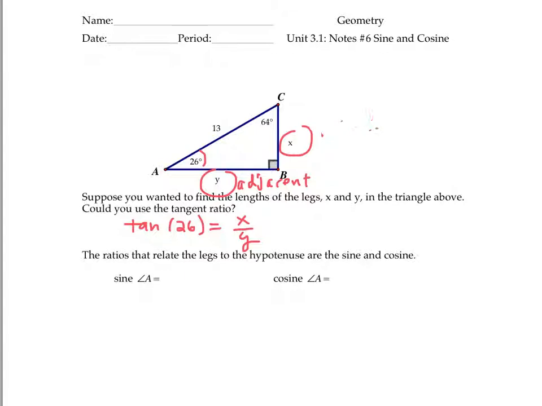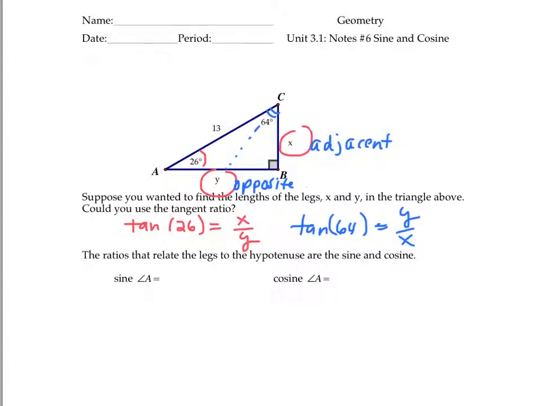Check out what happens when we take a look at angle C in the picture. Angle C is marked with 64 degrees, and that means that the side marked with y is the opposite side, and the side marked with x is the adjacent side. Again, check out what happens if we try to write an equation using tangent. We would say the tangent of 64 degrees is equal to y over x. Again, we're stuck. We can't solve either of these two equations for x or for y, so we have to come up with a different way to solve for x and y.